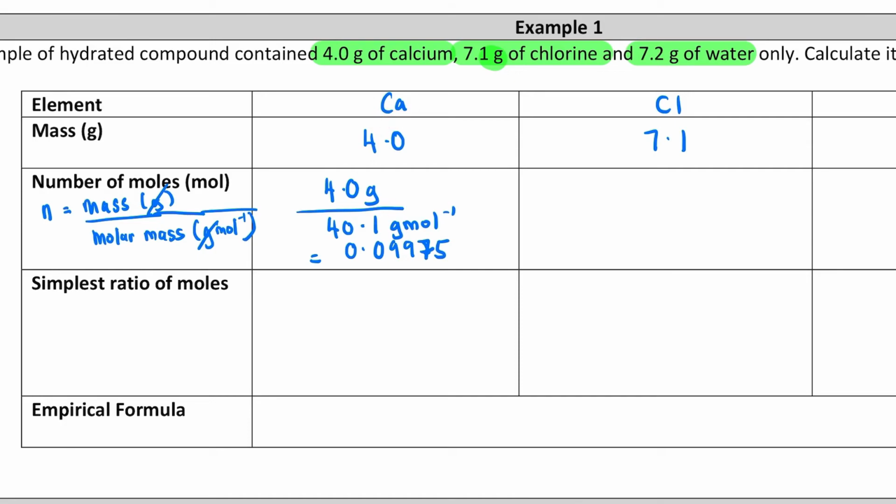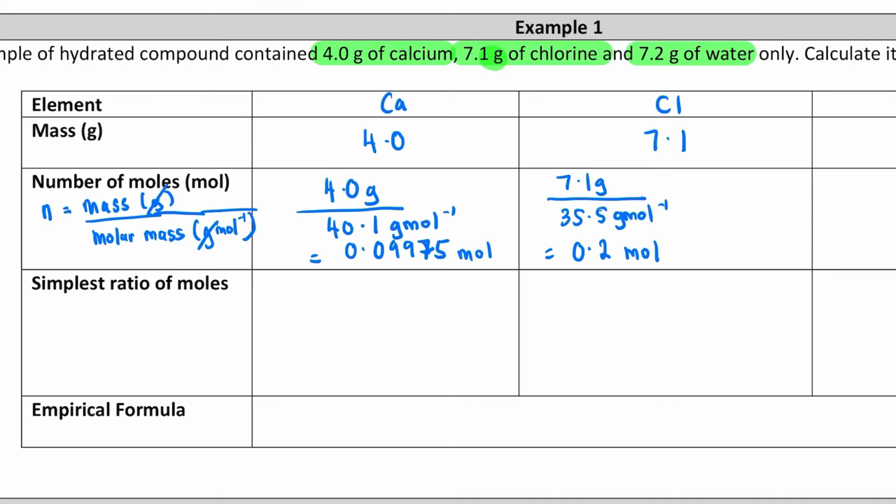Okay, next adalah chlorine. So we need to do the same thing. 7.1 gram divide with the molar mass of chlorine, which is 35.5 gram per mole. Then press your calculator. You should get 0.2. Saya dapat exactly 0.20. So just leave the answer like that lah.